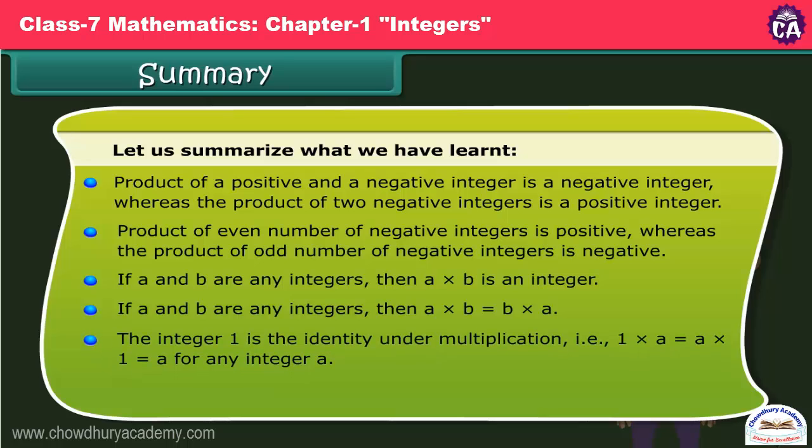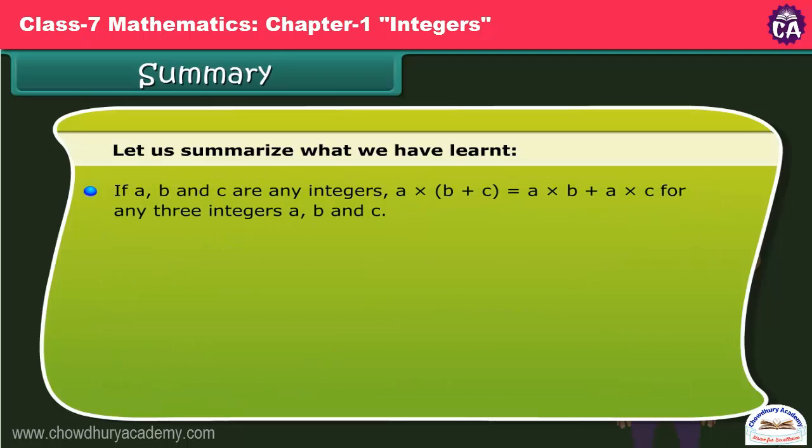The integer 1 is the identity under multiplication, that is, 1 into a is equal to a into 1 for any integer a. If a, b and c are any integers, then a into (b into c) is equal to (a into b) into c. If a, b and c are any integers, a into (b plus c) is equal to a into b plus a into c.